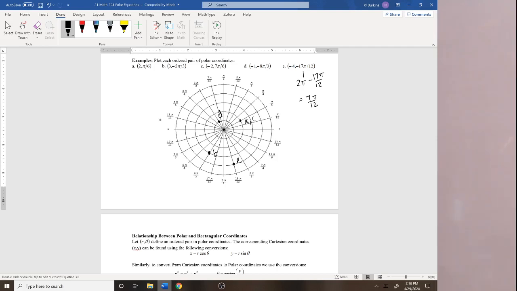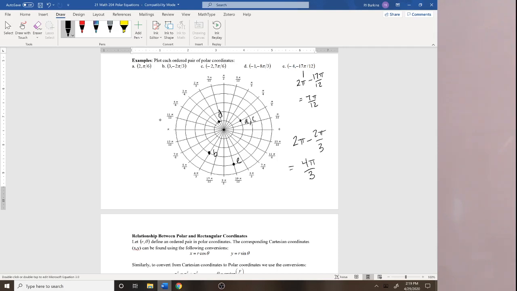The second one says now a radius of 3, but an angle of negative 2 pi over 3. So a way you can do that is you can say, okay, what is 2 pi minus 2 pi over 3? Well, that's 4 pi over 3. So starting at 0, I can go around to the angle 4 pi over 3.